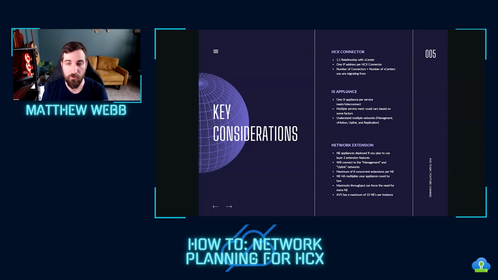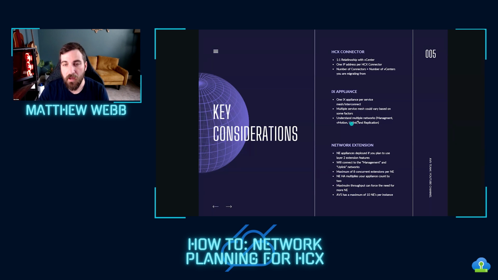Understand all the different networks that you could have, just like we were seeing in the previous slide. If you have multiple networks for each of these services, replication, bulk migration uses replication. So if you're a big SRM shop and you have replication on a separate interface, you need to make sure that the IX appliance can communicate to the replication interface to be able to perform bulk migrations. If you're just doing vMotion, it's not a big deal. You just need to make sure that the IX can communicate to the vMotion network.